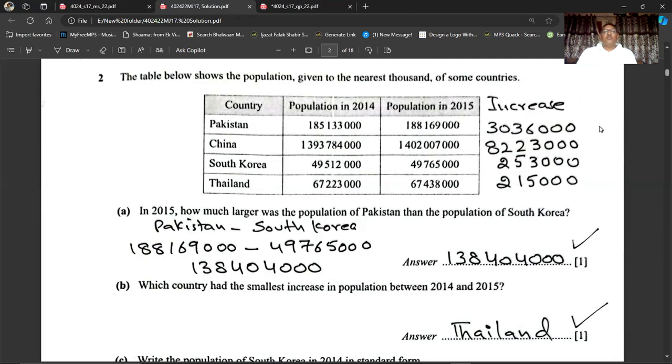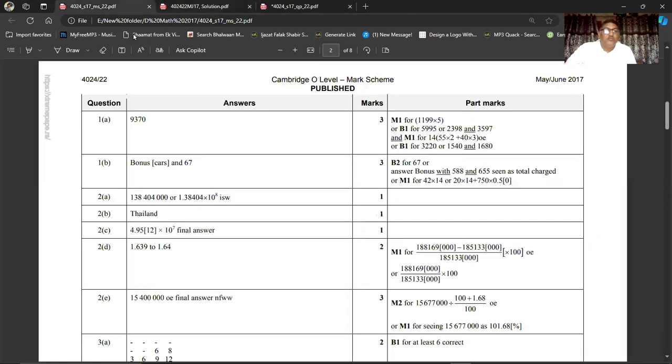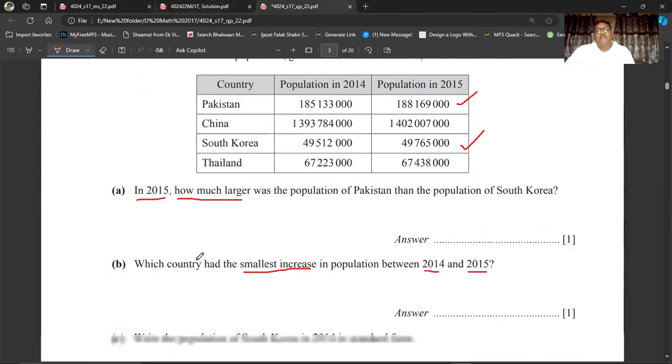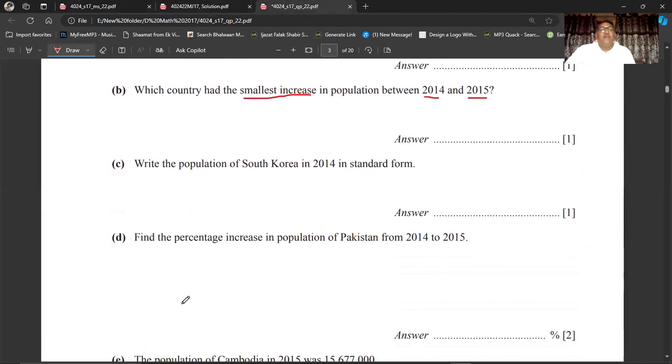253,000, and in Thailand it is 215,000. So we are looking for the smallest increase. The smallest increase is here, this 215,000, and that is Thailand. So the smallest increase in the population was in Thailand. So Thailand is the right answer, sir. This is how I have decided. Hopefully you understand.